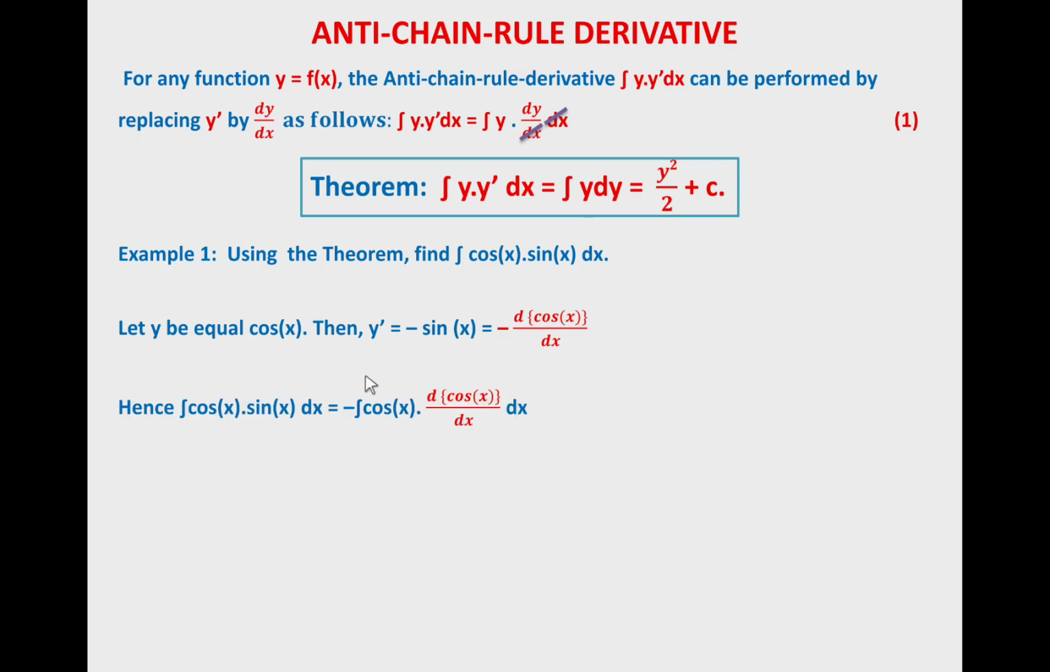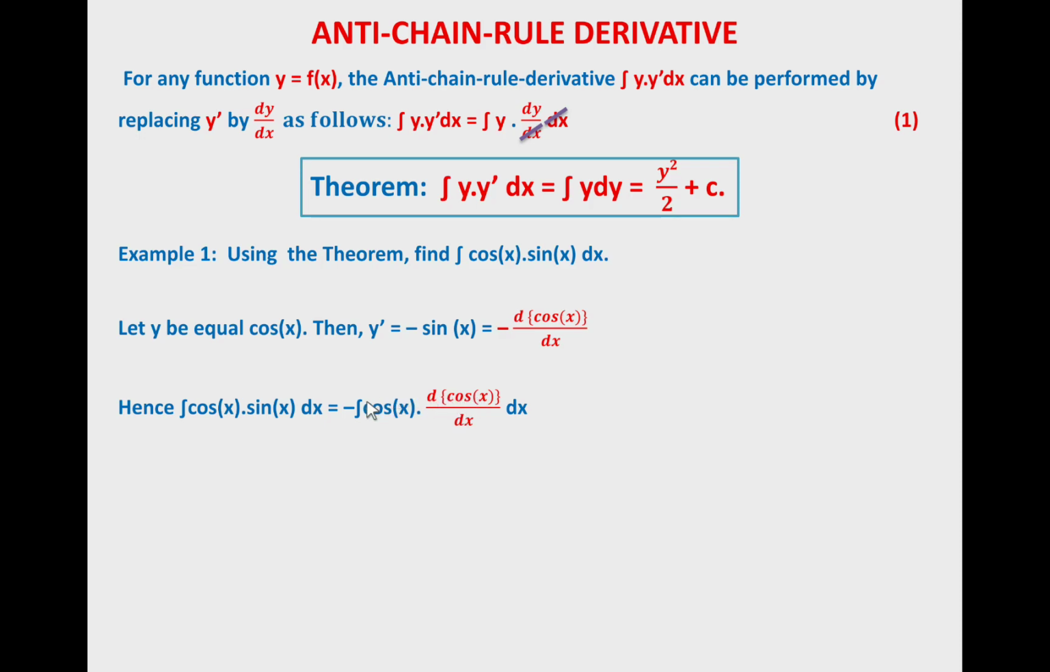Let's go ahead and plug in the values. So integration of cosine x multiplied by sine x dx will be equal to, and we have a negative sign. I'm going to talk about it in a minute, but we have cosine x as it is, but then instead of sine x, we replace sine x by its value. So the value is d by dx of cosine x.